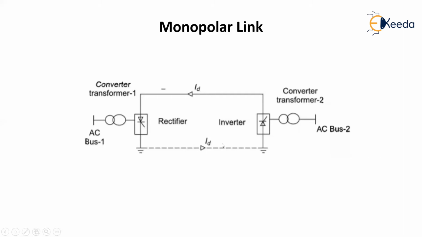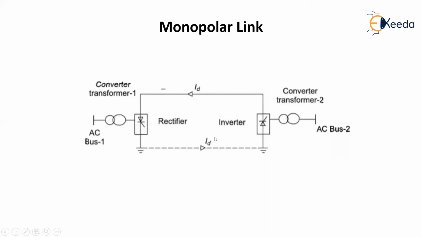There is some advantage of using this return path, but the problem is when we are using ground as return path, a lot of issues will come. More problems related to ground will come. There will be some interferences and some corrosion issues, and the ground conductors may be broken. So all those issues will be there. One more problem with this monopolar link is that it has only one conductor. If there is any issue in this rectifier, or if there is any issue in this inverter side, the total system will collapse. So there is no possibility of power transfer.